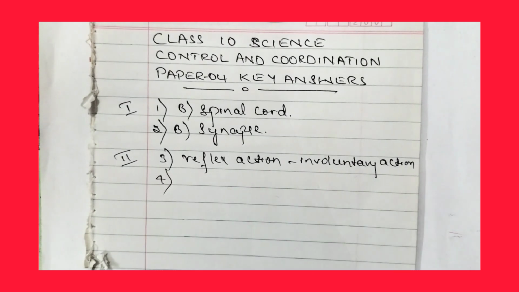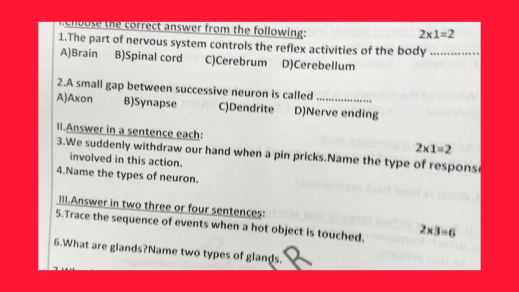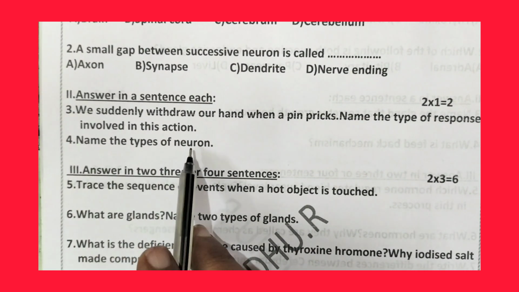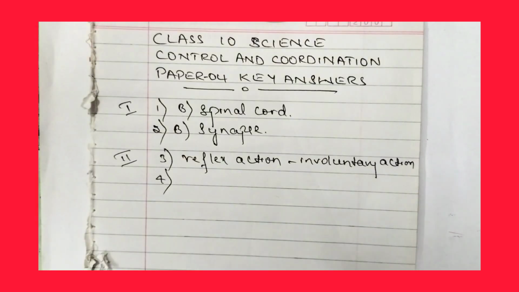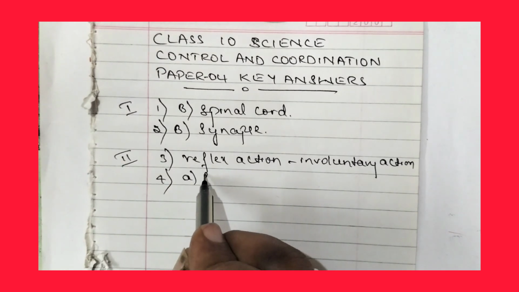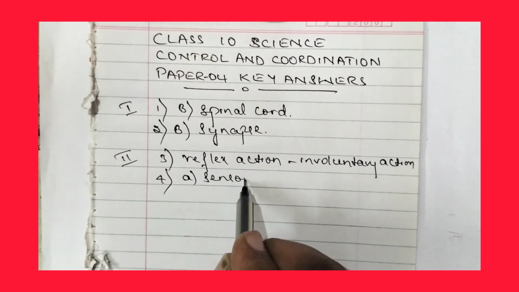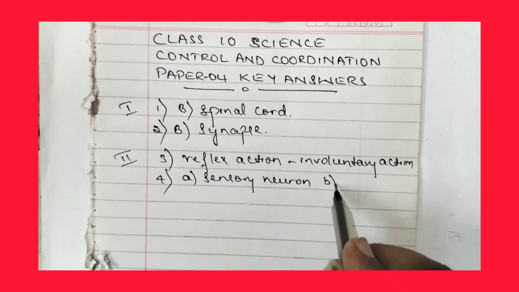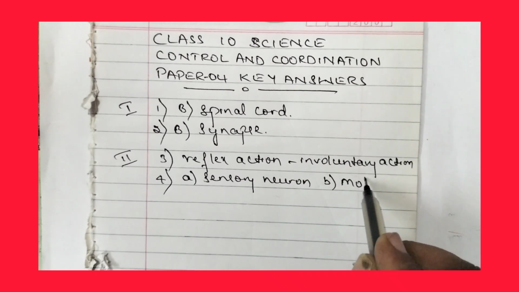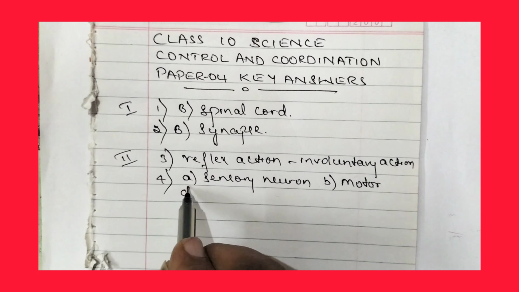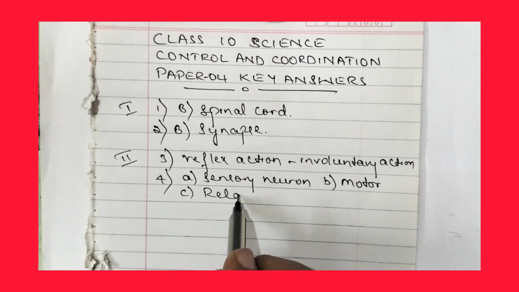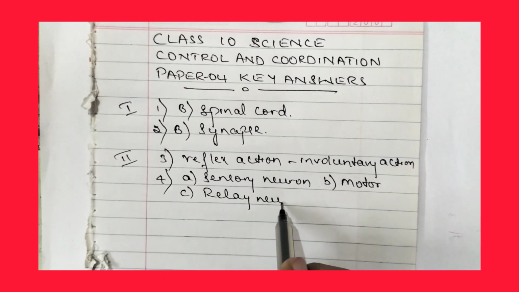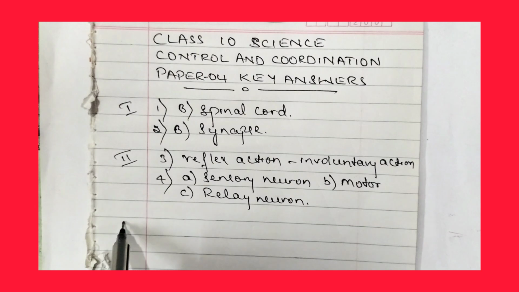Now let us move for question number 4. In question number 4, they have given, name the types of neuron. So there are three types of neuron. One is called sensory neuron. Second one is called motor neuron. And the third one is called relay neuron. So these are the three types of neuron.